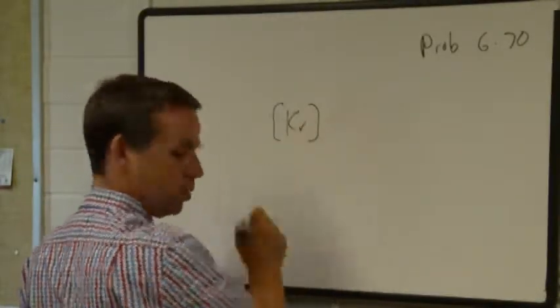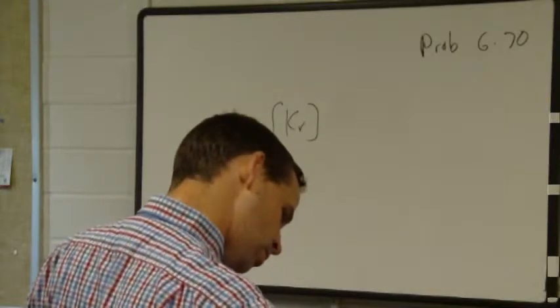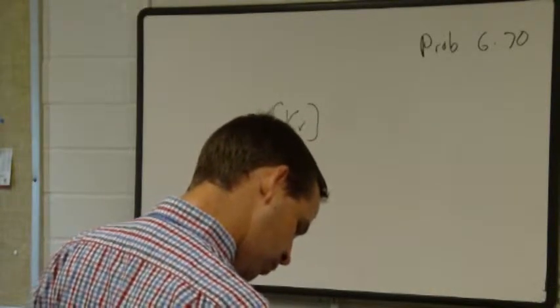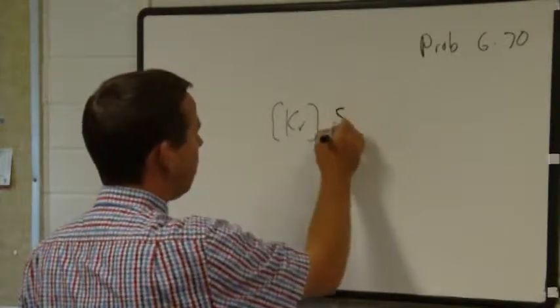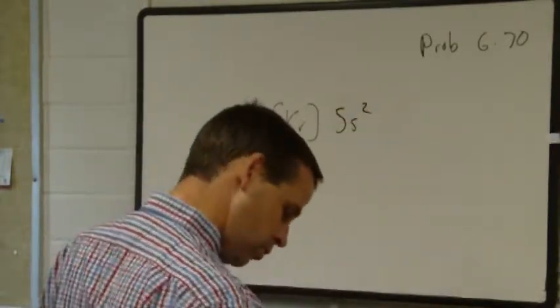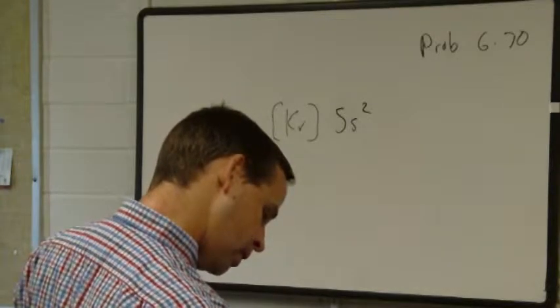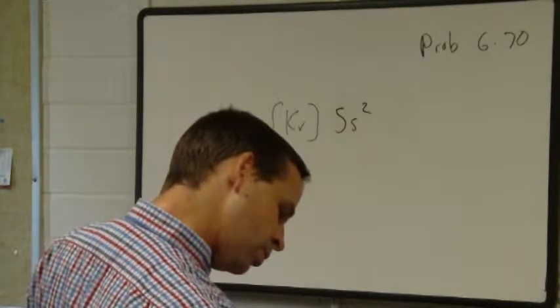Kr is our noble gas core. After Kr, we go to rubidium. That's 1, 2, 3, 4, 5. 5s, 5s2. Rubidium and strontium. We're going all the way to iodine, right? So then we go yttrium to cadmium.